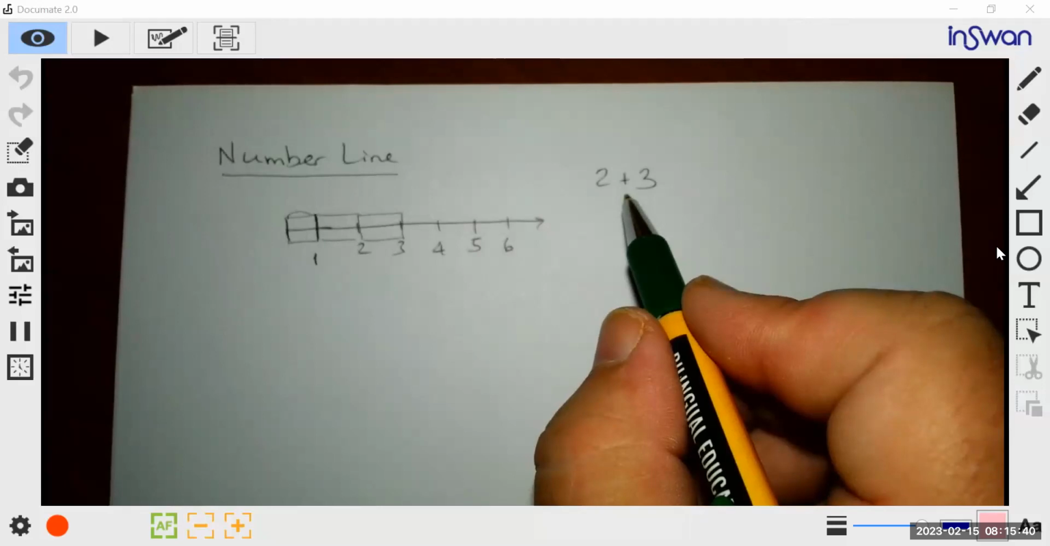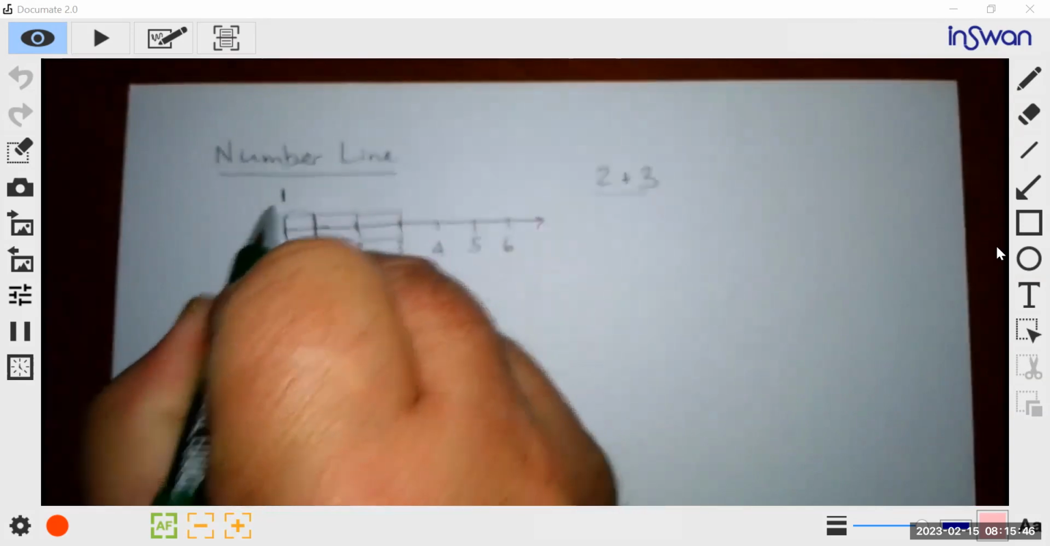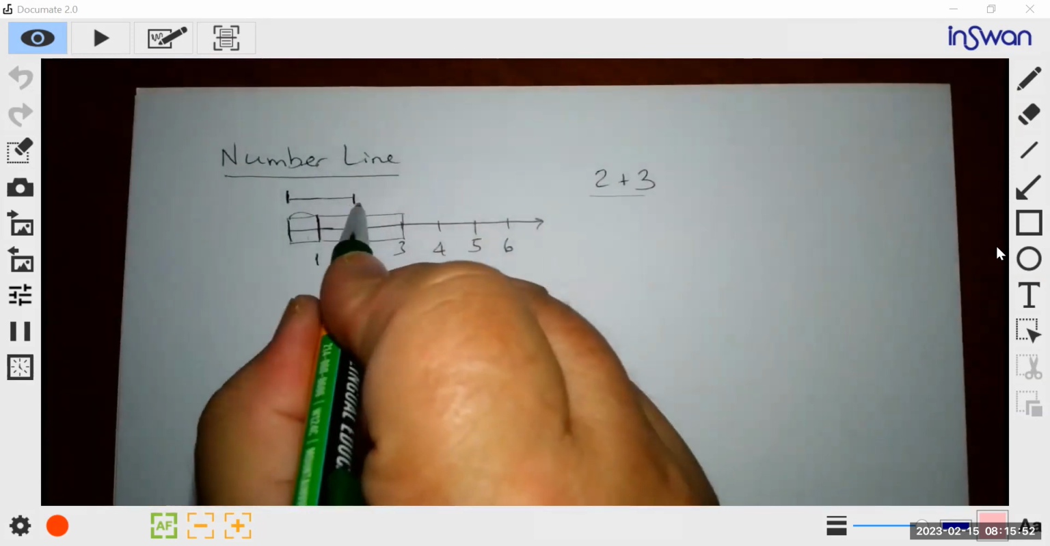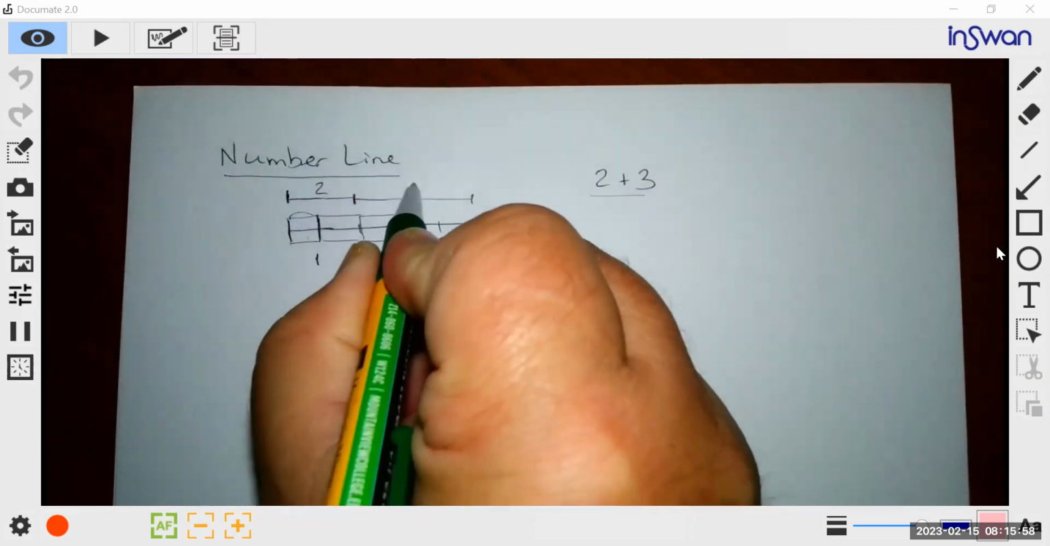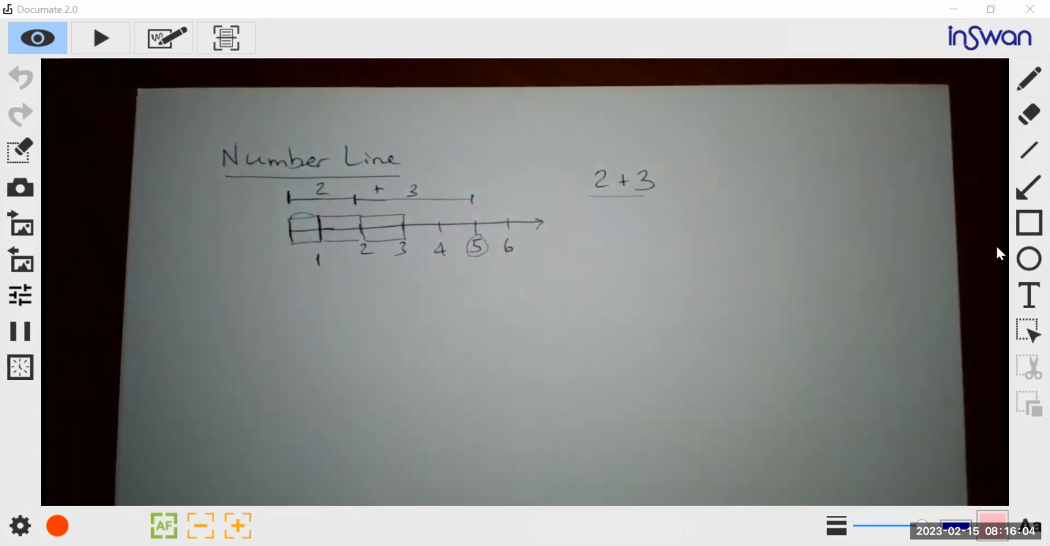So in addition, how do you prove 2 plus 3? So we first, from our beginning, we go 2 spaces. Then from there, we move 3 more. 1, 2, 3. So 2 plus 3 equals 5. This is the way kids are first introduced to really the concepts of addition and subtraction in elementary school using a number line.